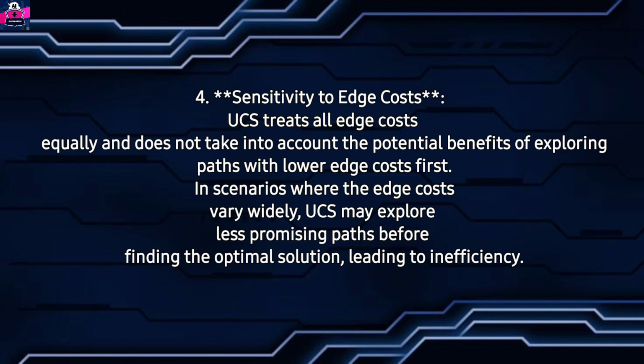4. Sensitivity to edge costs. UCS treats all edge costs equally and does not take into account the potential benefits of exploring paths with lower edge costs first. In scenarios where the edge costs vary widely, UCS may explore less promising paths before finding the optimal solution, leading to inefficiency.